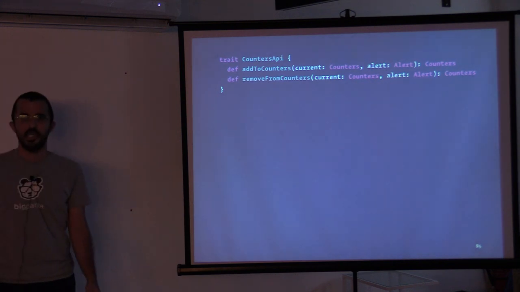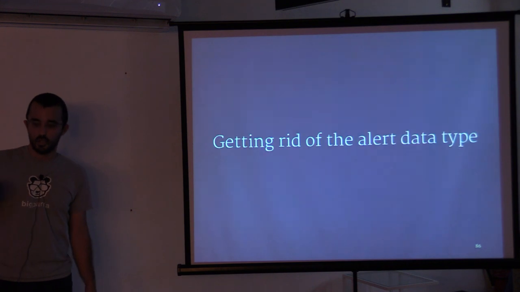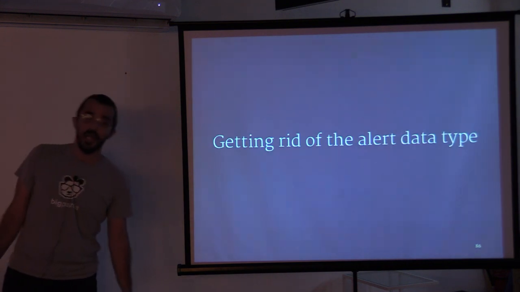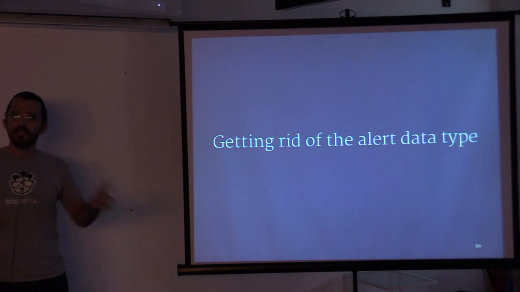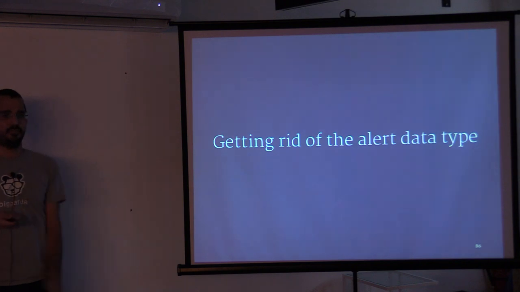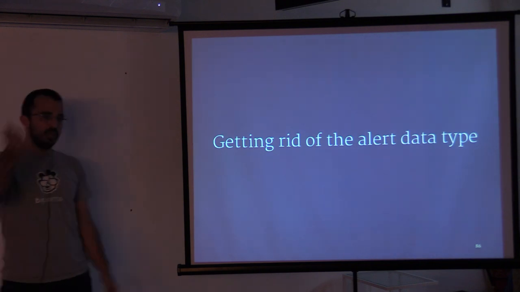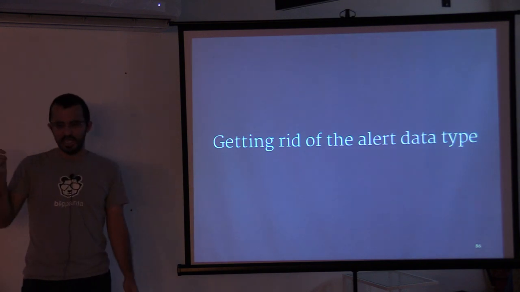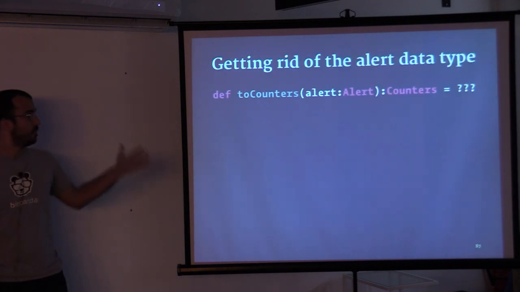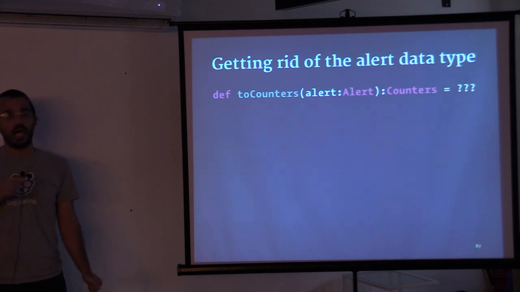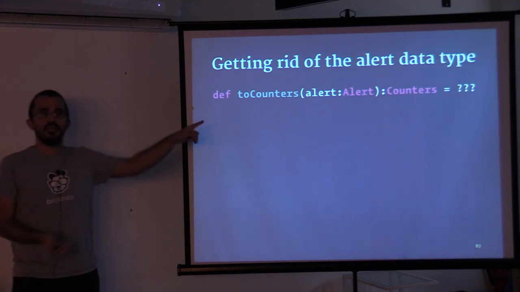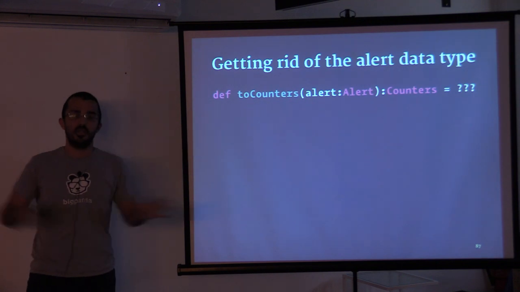So I'm thinking long and hard on the types here. And then I come to the conclusion that I think I can get rid of the alert data type, right? My business should be about counting. Alerts have no business here. And how can I remove the alert data type? I'm thinking, wait, if there is a function from an alert to counters, then I'm done, right? I can safely remove the alert type, put counters instead, and be done with it.